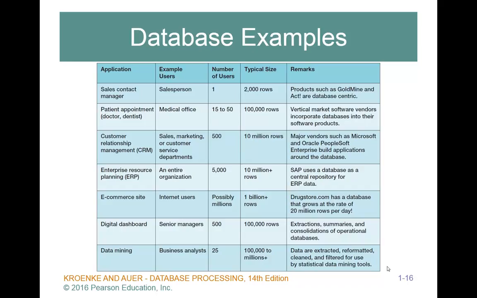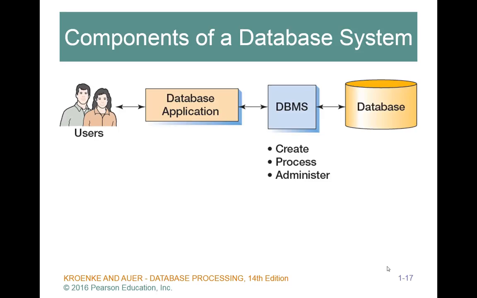Let's break down now what the components of a database are. The components consist of, of course, your end user, and that end user is going to touch some type of database application that is going to run and process whatever code you submit to the database management system. Then the database management system is going to manage your database, whether you're creating, processing, or administering the information in your database. So these are the four basic components of a database system.